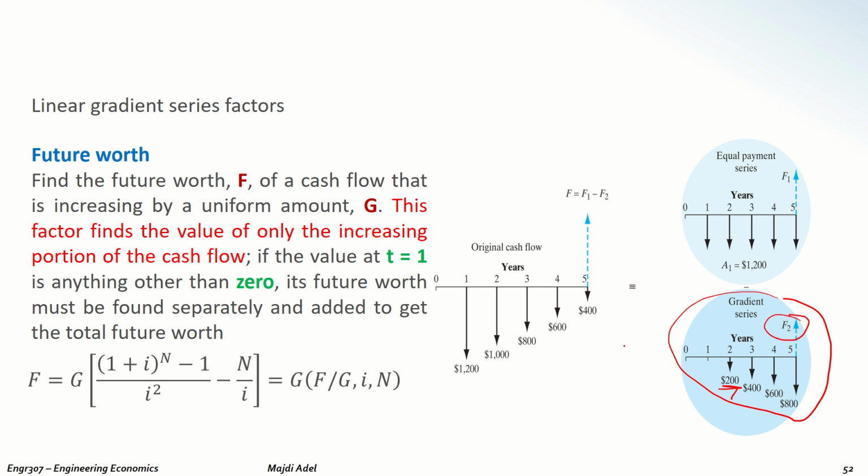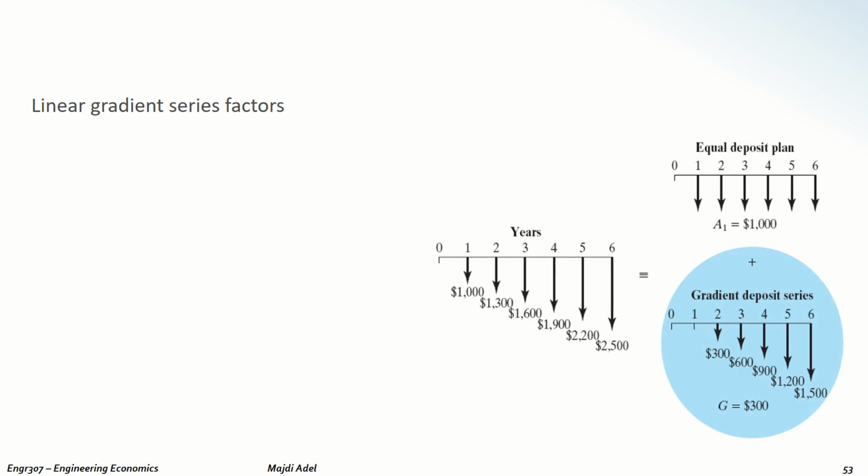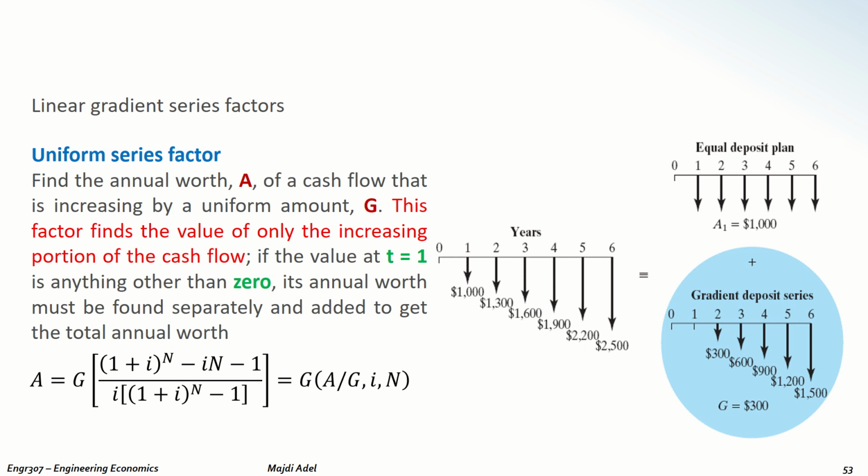F equals G multiplied by ((1 plus I) to the power n minus 1) over I squared, minus n over I. The third factor is the uniform series factor, or calculate A given G, I and N. I'm going to convert this gradient to a uniform series, to a uniform cash flow. And also this factor, you can find it in the interest tables, A given G, I, N.